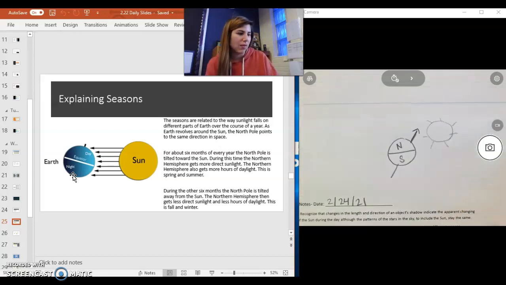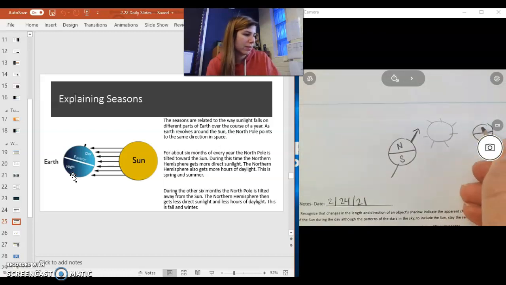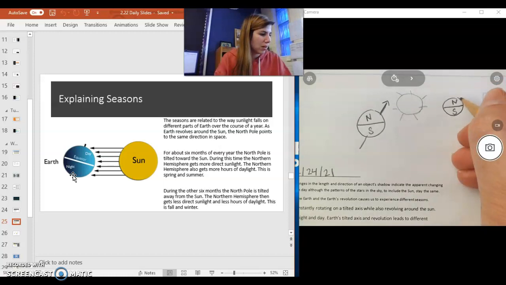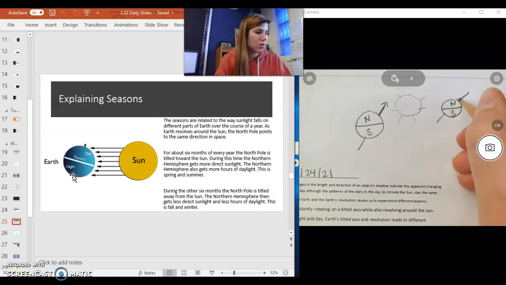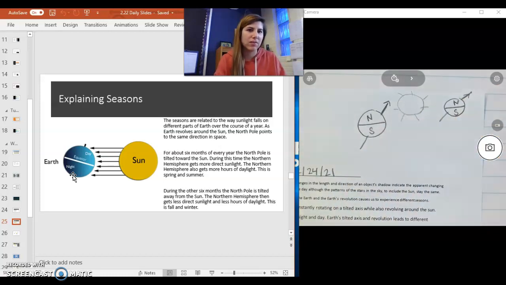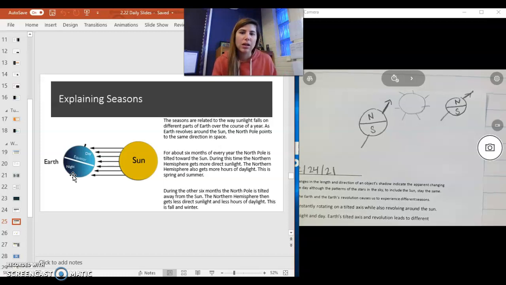So that would be if I came over here now as the Earth is revolving around the sun. Let me scoot that out of the way real quick. Now I'm showing its new location. But now notice the northern hemisphere is tilted away from the direction of the sun. And so it is experiencing less direct sunlight. Because of that, it gets less hours of daylight, and it's a cooler temperature. And during this time is when we're experiencing fall and winter.